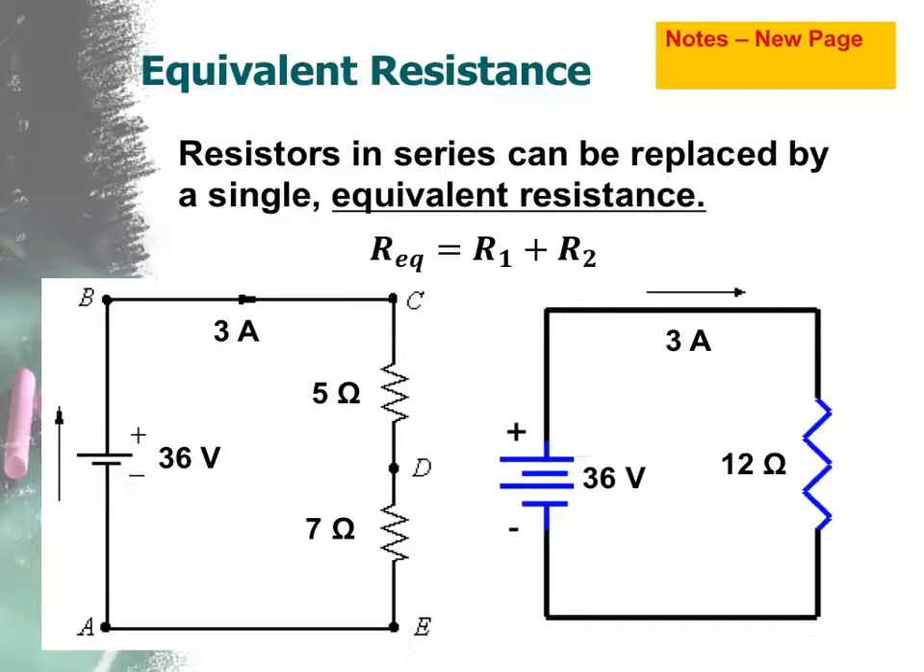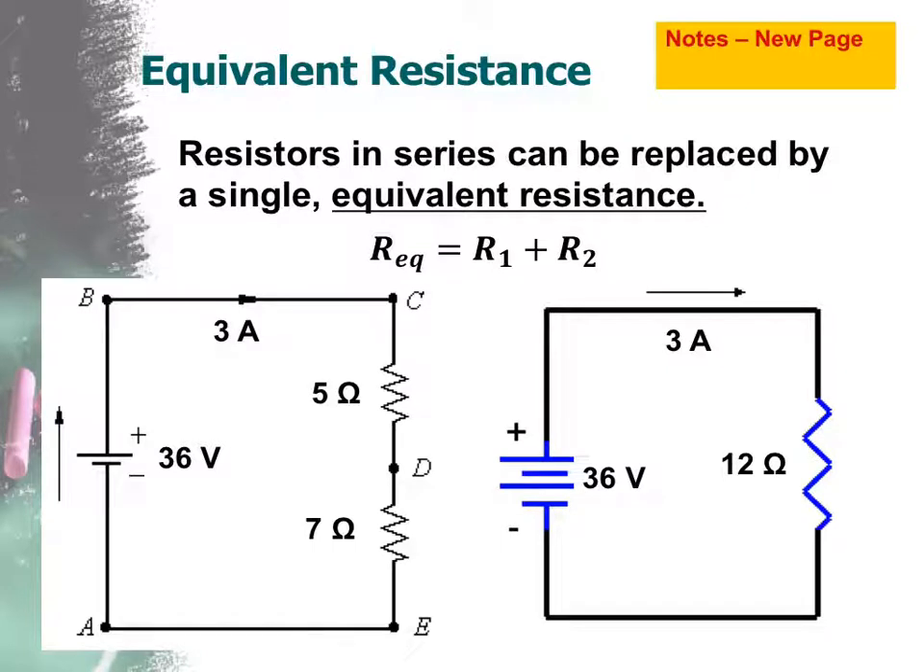So these two resistors in series can be replaced by a single resistor that has the equivalent resistance. And that equivalent resistance for series circuits can be given by this equation right here. The equivalent resistance, which is this over here, is equal to R1 plus R2. So 12, the equivalent resistance, is equal to 5 plus 7.